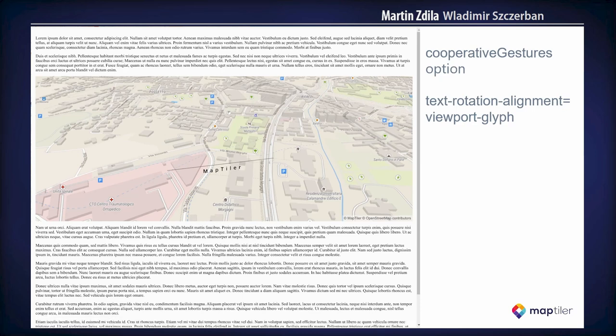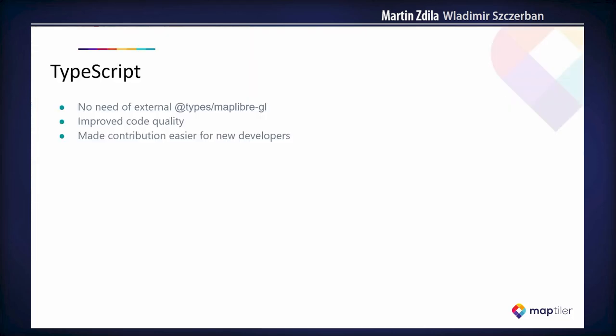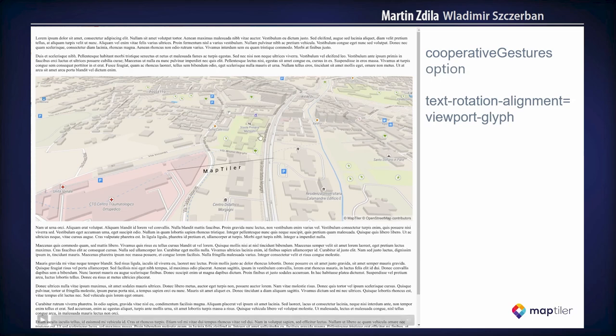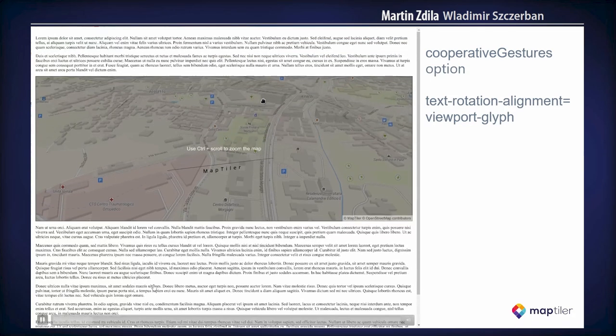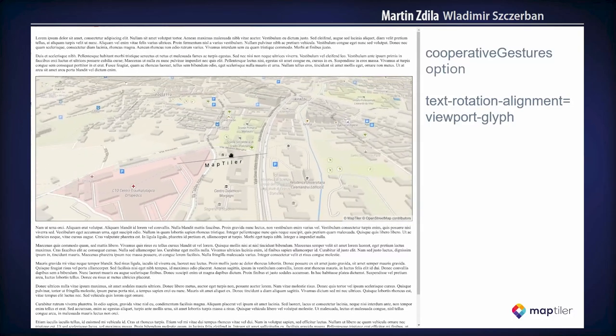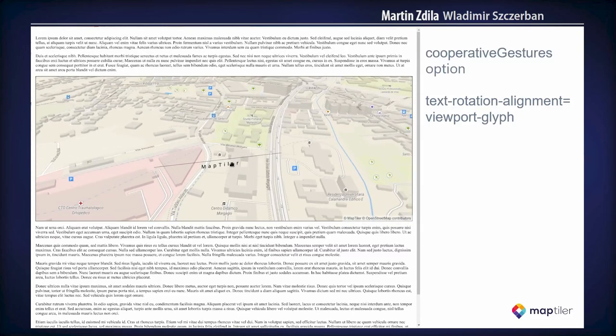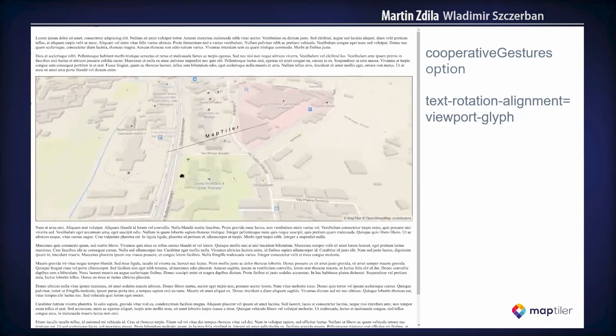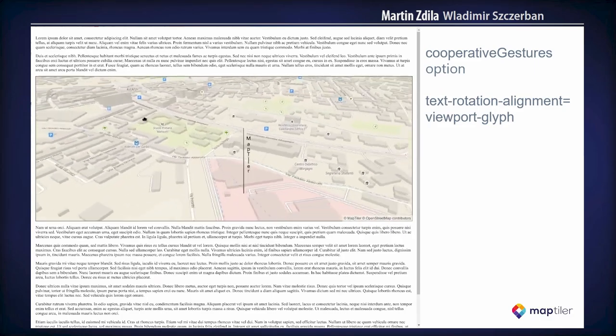So this demo shows the cooperative gestures option. Okay, so this is a video, and you can see if I use the scroll wheel and I scroll the page, the page will scroll until I press Control, and then I can zoom in and zoom out.